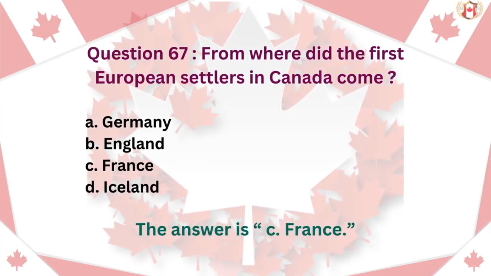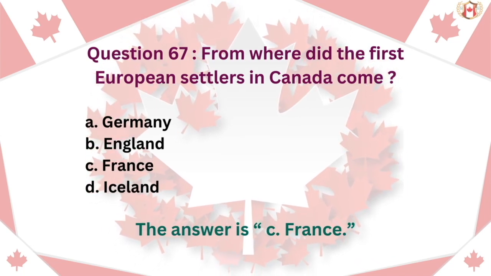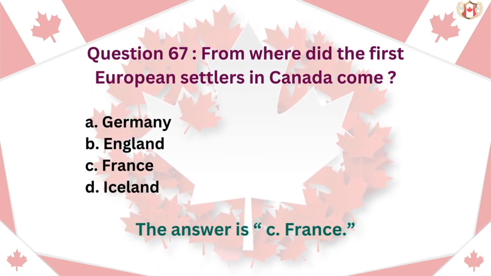Question 67. From where did the first European settlers in Canada come? A. Germany. B. England. C. France. D. Iceland. The answer is C. France.